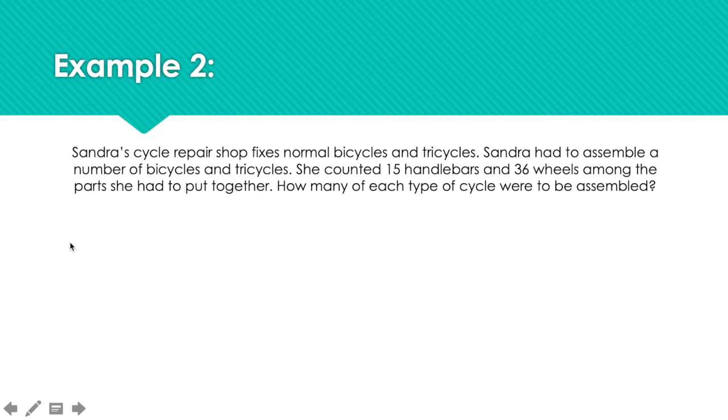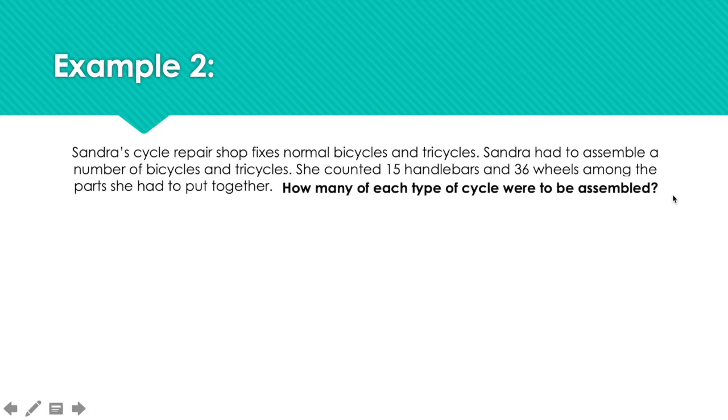Sandra's cycle repair shop fixes normal bicycles and tricycles. Sandra had to assemble a number of bicycles and tricycles. She counted 15 handlebars and 36 wheels among the parts she had to put together. How many of each type of cycle were to be assembled? Now there's a lot of information there, a lot of information we don't actually need, but let's look for the question, and that is how many of each type of cycle were to be assembled.